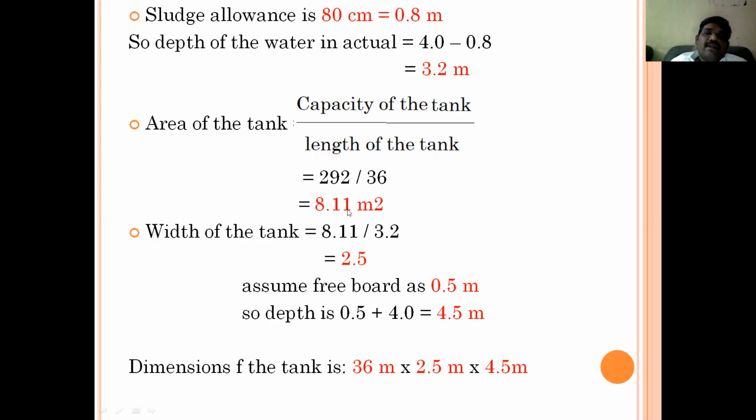Width of the tank is 8.11 by 3.2. This is 2.53 something, and we round it off to 2.5.